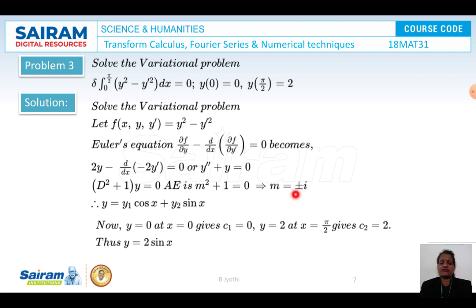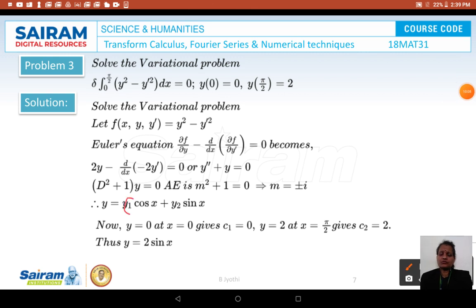When we have an imaginary root, the solution will be y equals c1 cos x plus c2 sin x. And now let us put y is equal to 0 at x is equal to 0. So we will get c1 is equal to 0 and c2, here it has to be c1 and c2, c1 cos x and c2 sin x. So y is equal to 0 at x is equal to 0 gives c1 is 0 and c2 also equal to 0. Therefore y is equal to 2 sin x. This is the solution we get.